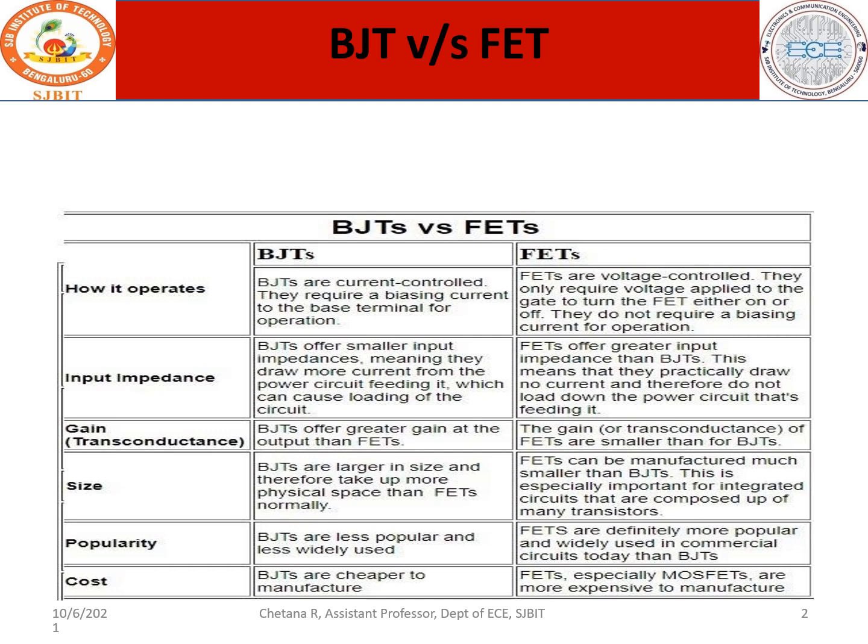And at the same time you check the second parameter called input impedance, that is how much resistance is offered at the input side. So BJTs offer small input impedance. That means very low resistance is offered at the input side, and as a result it can damage the device. Whereas when you look into the FET, they offer greater input impedance than BJT. This means they practically draw no current and therefore do not load down the power circuits that are feeding them. So BJT is less safe in terms of resistance offered compared to FET.